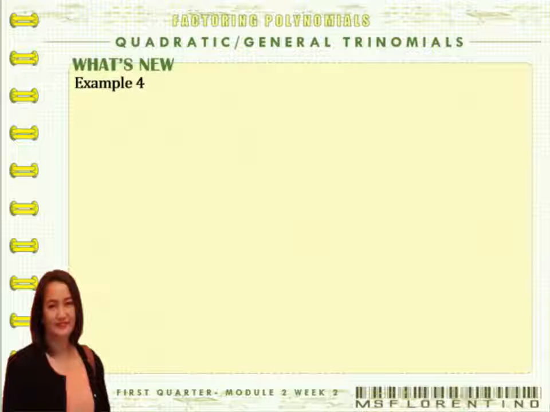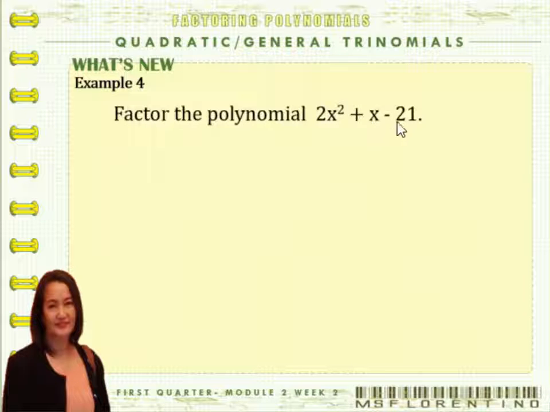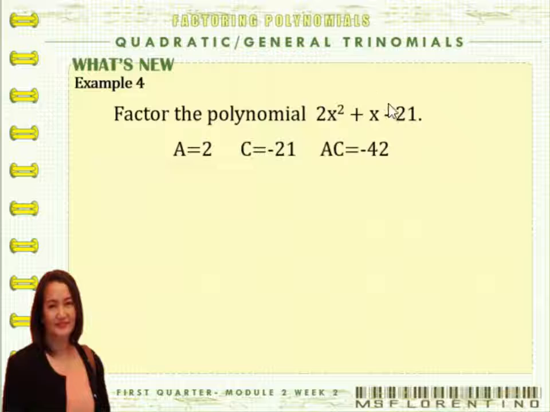Another method of solving for the factors of quadratic trinomials is the AC method. Let's say we factor the polynomial 2x squared plus x minus 21. Here, the value of a is 2 and the value of c is negative 21. With the AC method, we multiply 2 by negative 21, and we get the product of negative 42. Next, we rewrite our polynomial into x squared plus x minus 42.